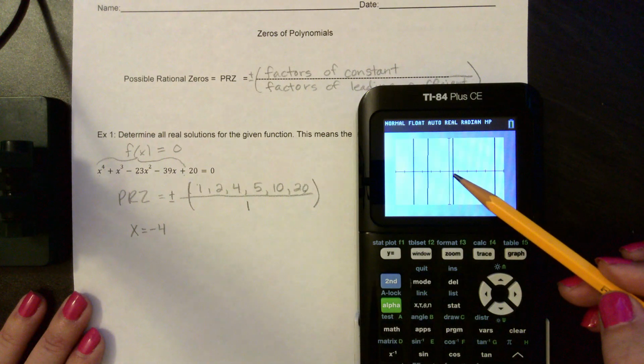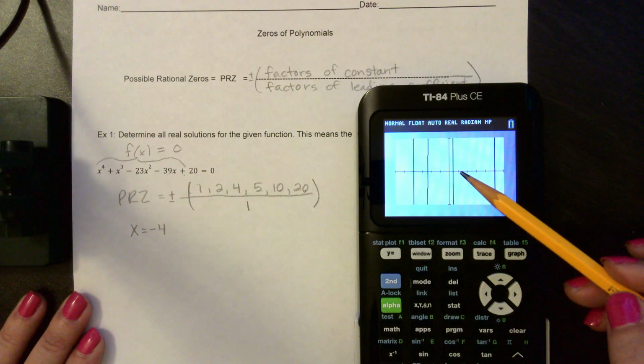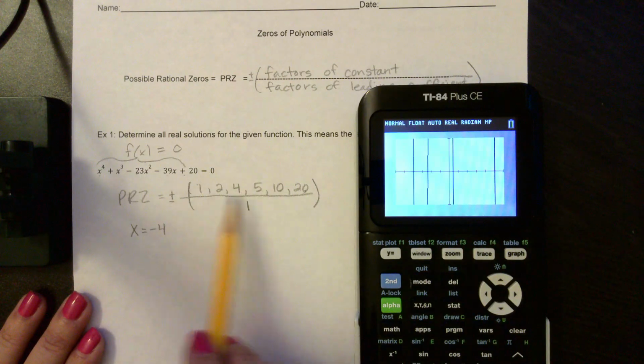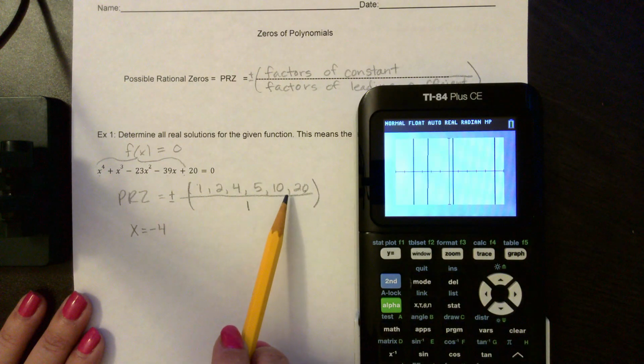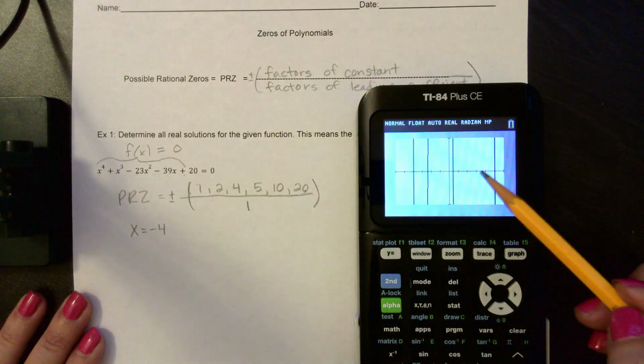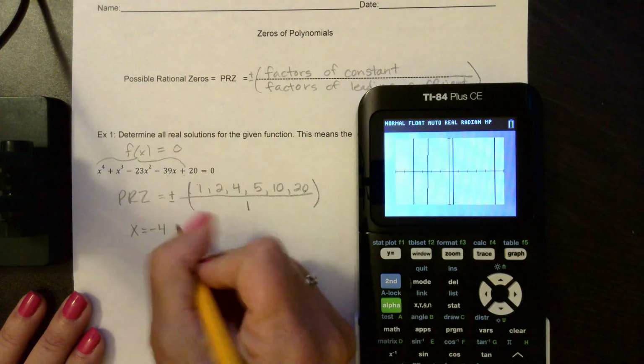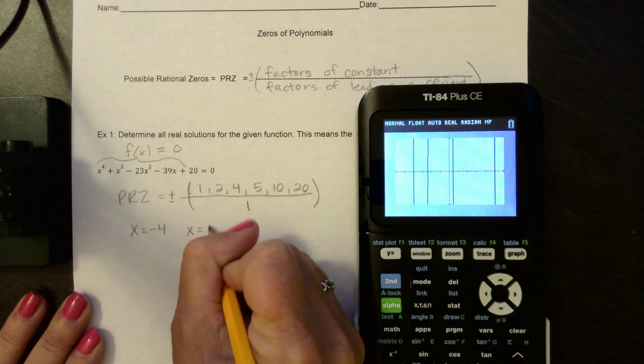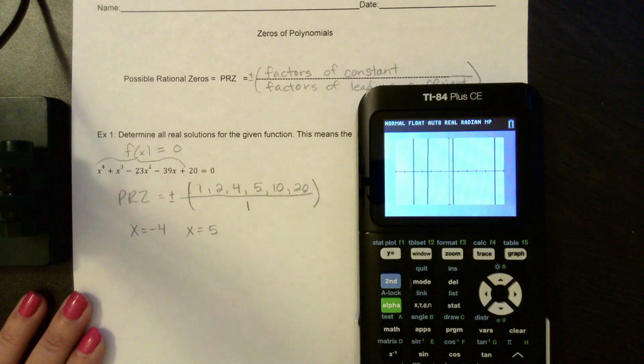Same with this one. It's between 0 and 1. I don't have a possible rational 0 that's between 0 and 1. And then counting out 1, 2, 3, 4, 5, it seems to me that I have a 0 at x equals 5. So while that looks like pretty good evidence that those are my rational zeros, I always want to check.